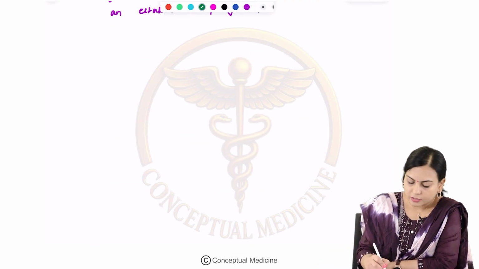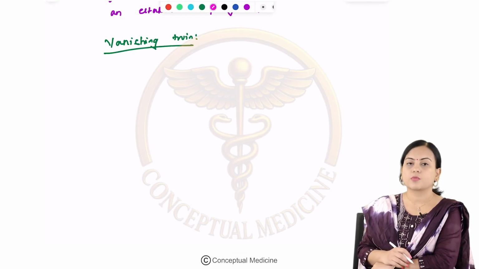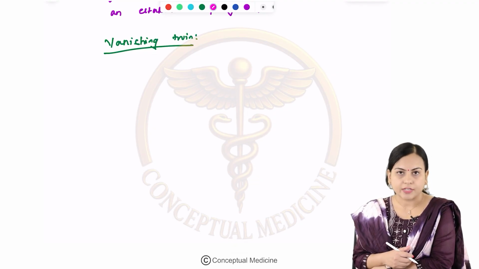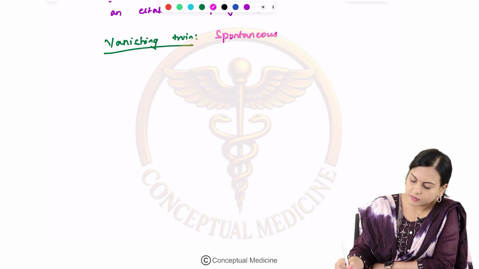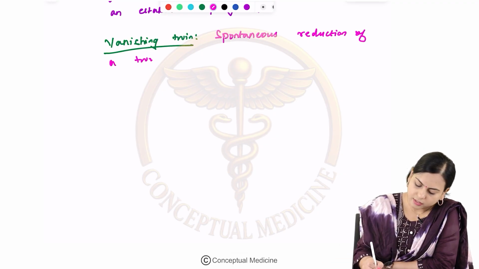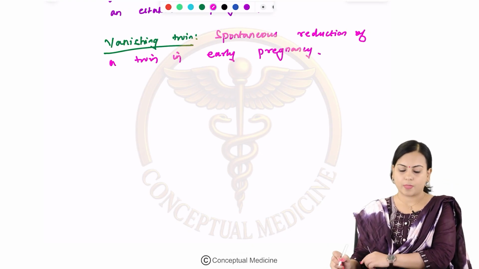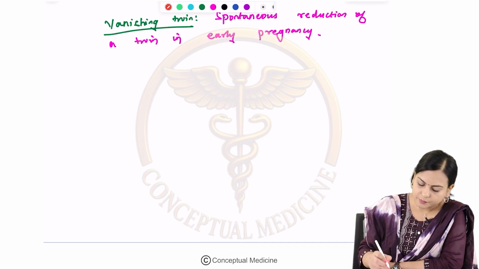I just want to tell about another term also, that is vanishing twin. Sometimes what happens is there is spontaneous reduction of one twin in the early pregnancy itself, okay? So, that twin is known as vanishing twin, okay? So, spontaneous reduction of a twin in early pregnancy. Clear? Now, we will see the risk factors for twin pregnancies.